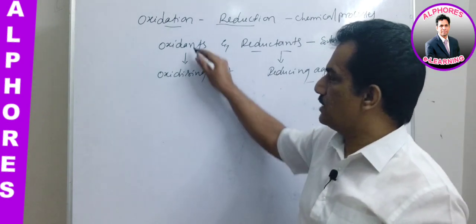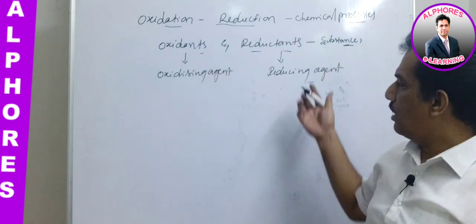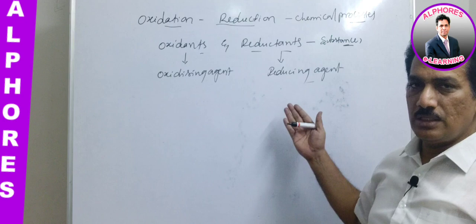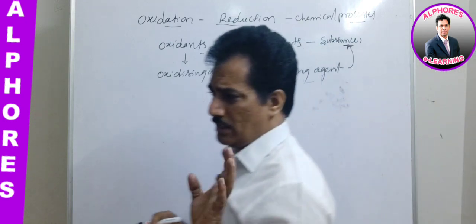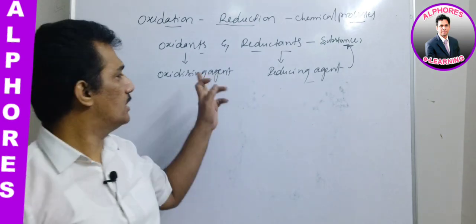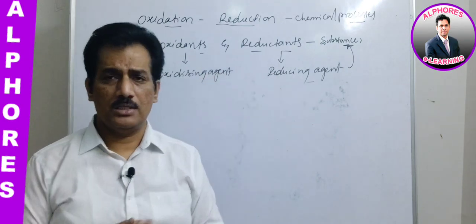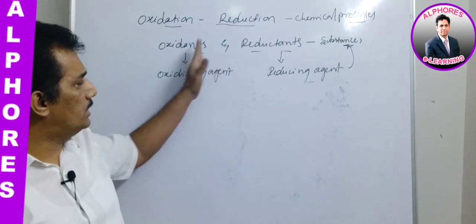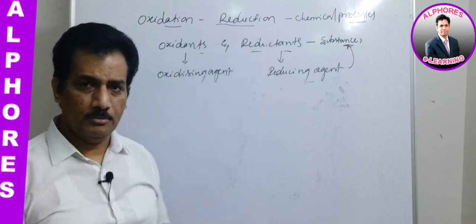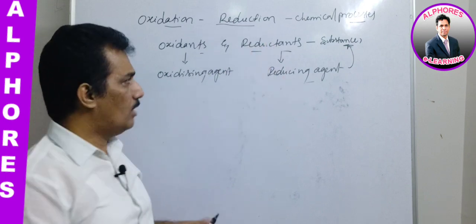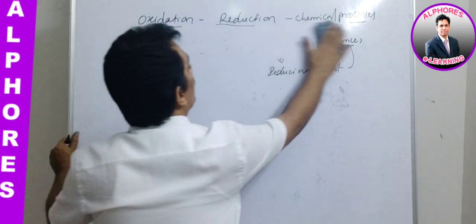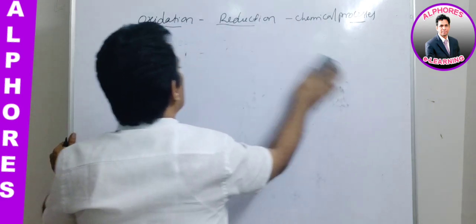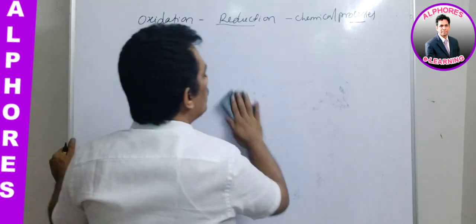The oxidizing agent is nothing but the oxidant, and the reducing agent is nothing but the reductant, and thereby these are also substances. First let us clear these words: oxidizing agent and reducing agent are nothing but oxidants and reductants respectively. Clear? Now first let us go for the oxidation and reduction process. What is oxidation? What is the reduction process?